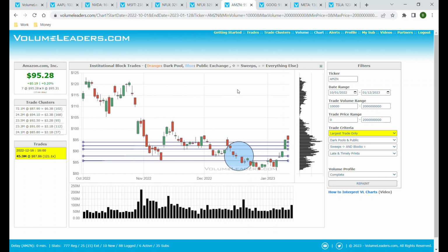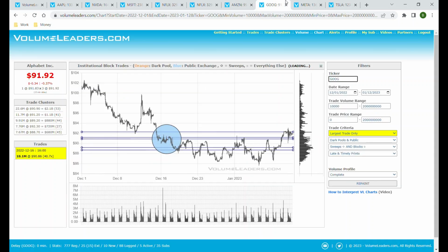So Amazon looks the most likely to be bullish, I'd say, or to have potentially bottomed. But we'll see. There's a lot of game left here.